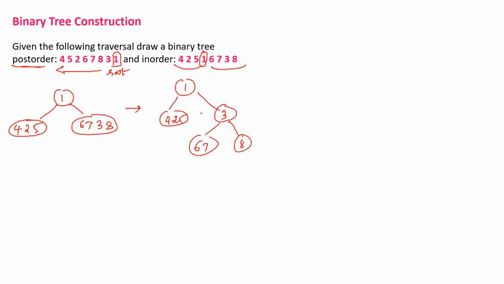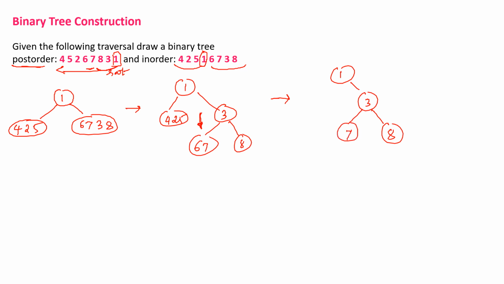So now we are supposed to make a decision regarding which node is the parent here among 6 and 7. For that, check the post order. We have already considered 1, 3, 8. The next node is 7. So 7 is the left child of 3. So construct the tree. 1, 3 is the right child. The right child is 8 and the left child is 7.